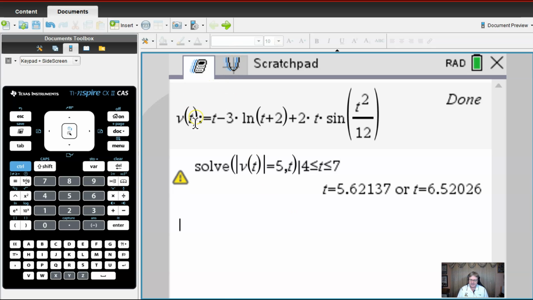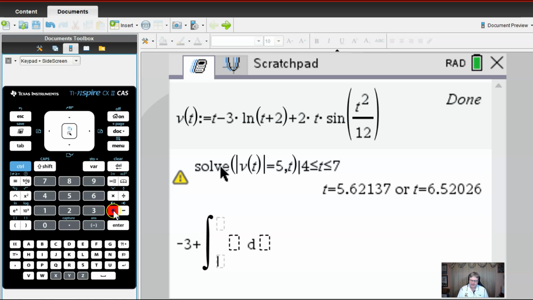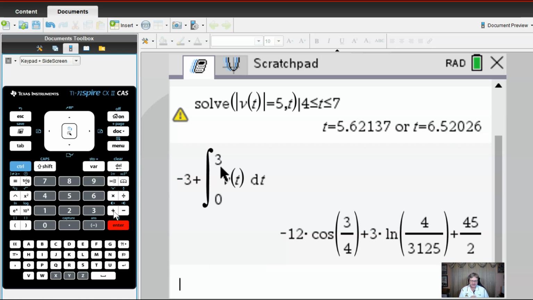And notice that this v of t is already defined. How cool is that? Because all you have to do now is type in -3 plus. We'll do a shift plus to get the definite integral. You might be doing a math 9 if you're using a TI-84. And we go 0 to 3 of v. Now I would go ahead and just stick with the variable x, or the variable t, since that's what we defined it as. Hit enter.